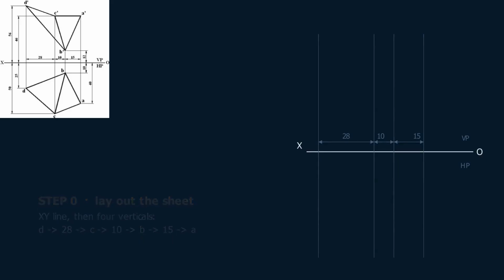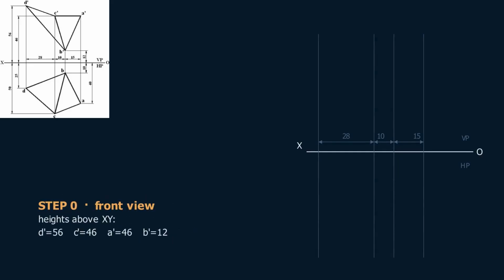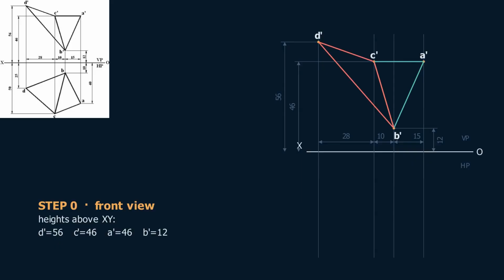Now the front view, above XY. Measure the height straight up from the XY line. D' is 56. C' is 46, and A' is also 46, so A'C' comes out horizontal. B' is only 12, low down near XY. Join A', B', C' for the first plane, and B', C', D' for the second.